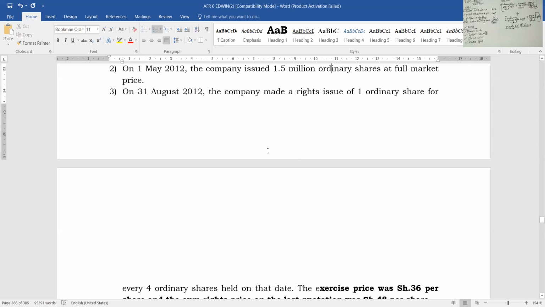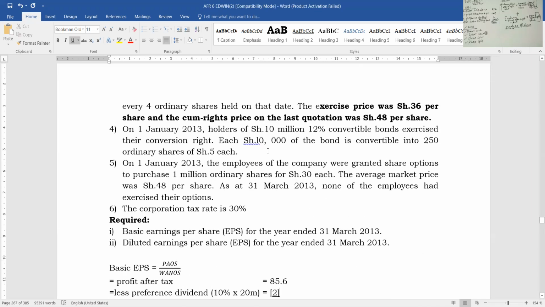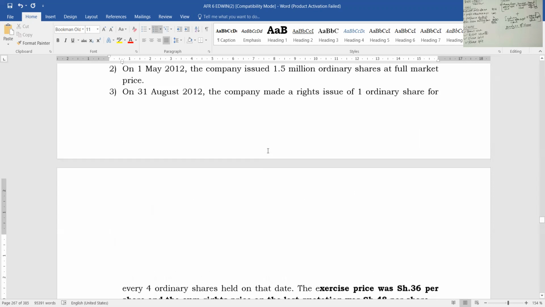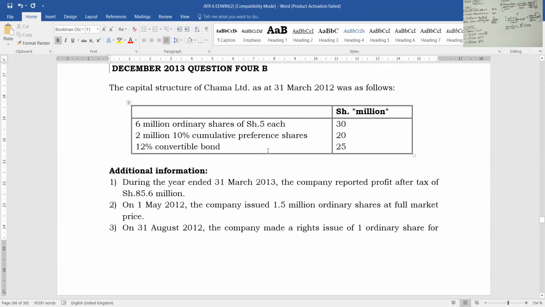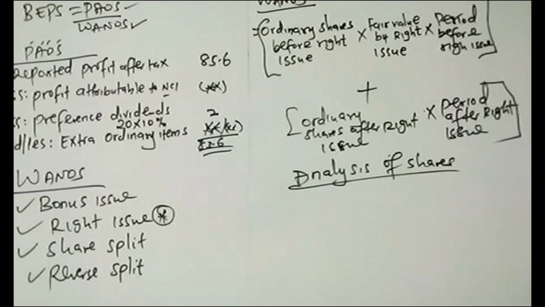That is why, in order to determine the EPS, I have to use the formula which I have written on the whiteboard. So before I use the formula, I need to do an analysis of all the ordinary shares which were issued by the entity in this period, that is for the entire year, starting 1st April 2012, ending 31st March 2013. Remember that our financial year was starting on 1st April 2012.